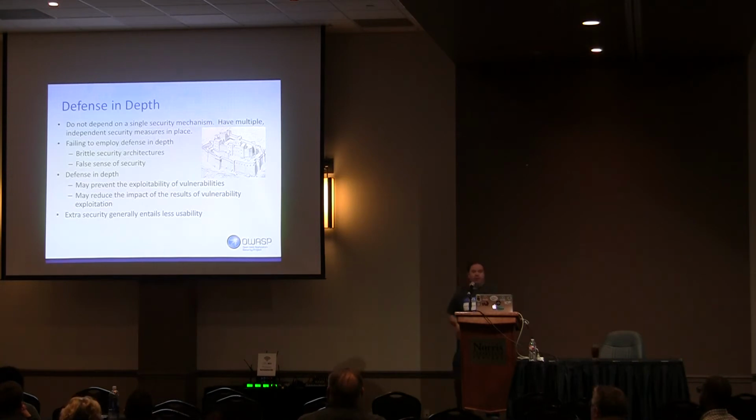Defense in depth says that we don't depend on a single security mechanism. Instead, what we do is we have multiple independent security measures in place, which means that if any one of those things fail, the whole system doesn't fail. It's actually a military term, right? So if we fail to employ defense in depth, we get these brittle security architectures where one issue brings down the whole stack. And we get a false sense of security.